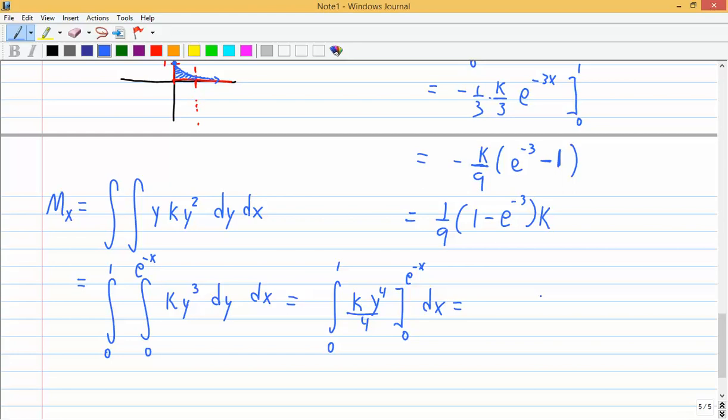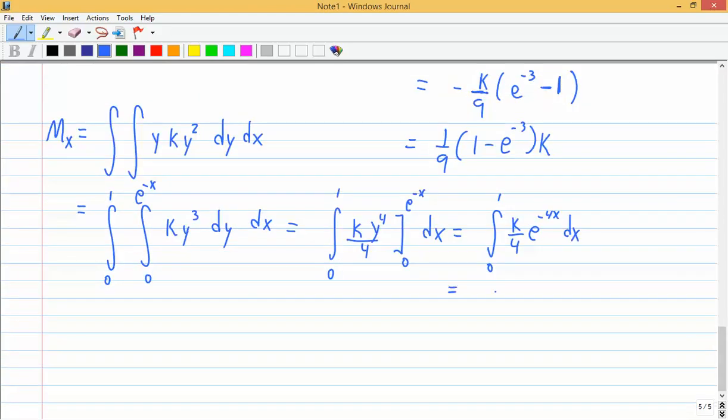Okay, so that's going to be e to the negative 4x dx. So then that's going to be where your du here is a negative 4, so you bring out a negative 1/4, so that's negative k over 16 e to the negative 4x evaluated from 0 to 1.